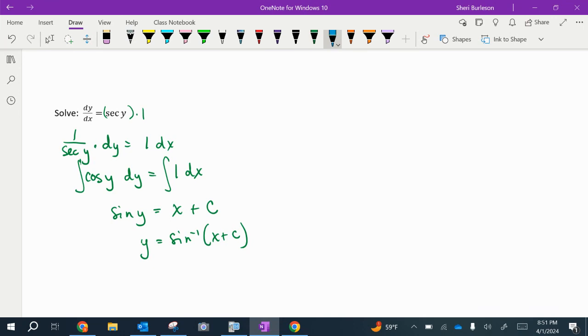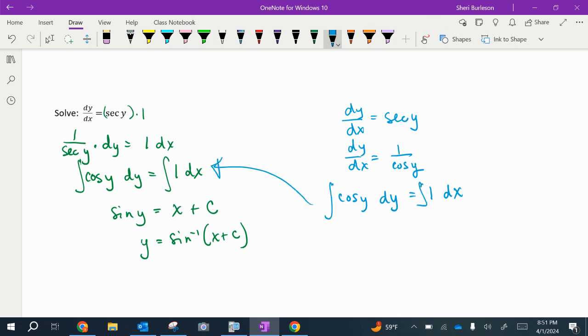The other way I could have thought of this: dy/dx equals secant y, again, times 1. I could have started right away by saying dy/dx equals 1 over cosine y. So now when I multiply both sides by cosine y, and multiply both sides by dx, I get to the same place that I was when I divided both sides by secant y.